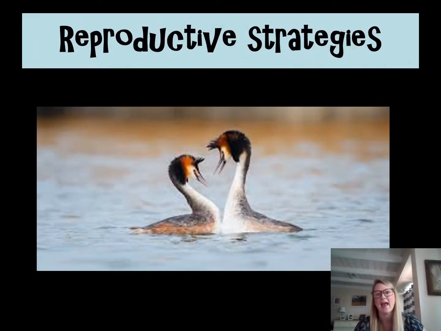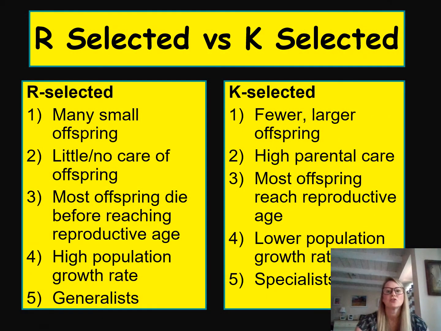So now let's look at some of their reproductive strategies. If you're a population, how do you reproduce in order to survive? Because that's ultimately the main goal, right? The end game. How do you survive? So there are two different categories of reproductive strategies. We have R-selected and K-selected. You might also see them called R-strategists or K-strategists. It's the same thing. But if you're an R-selected species, you tend to have all of these characteristics listed below.